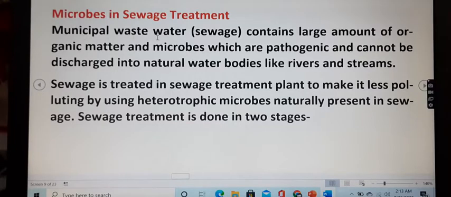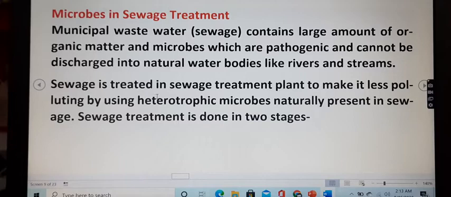So municipal wastewater, that is, the water flowing in our drains from our household activities, is falling into the water bodies near the cities. So this is called municipal waste. Municipal wastewater, that is the sewage, contains a large amount of organic matter and microbes which are pathogenic and cannot be discharged into natural water bodies like rivers and streams.